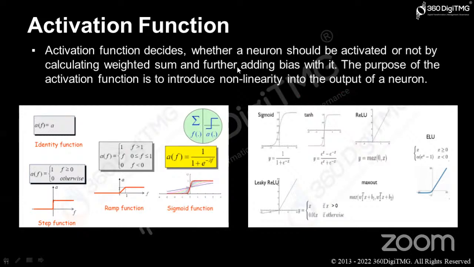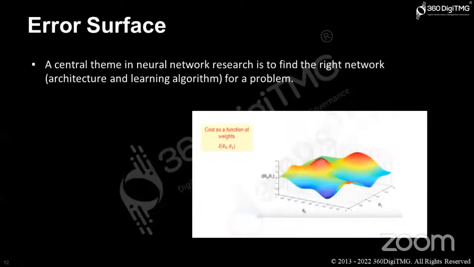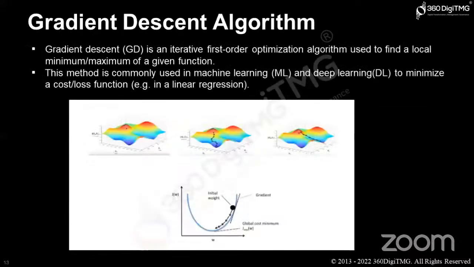So this is about activation functions and what the different activation functions are. We have seen what the gradient descent algorithm is. Gradient descent is an iterative first-order optimization algorithm used to find a local minimum or maximum of a given function. This method is commonly used in machine learning and deep learning to minimize a cost or loss function.